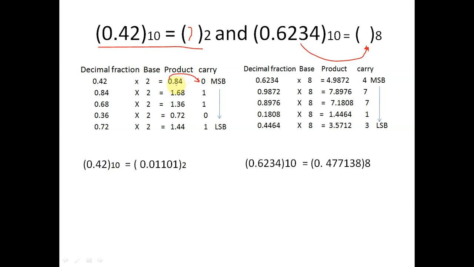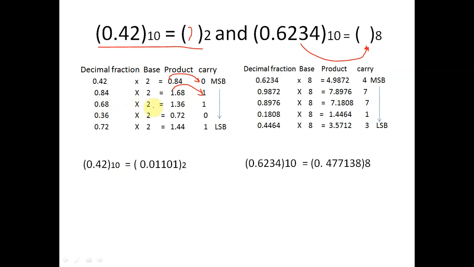This is the fraction part. Which one is the fraction part? 0.84 is the fraction part. This fraction part multiplied by 2: 0.84 multiplied by 2, the answer is 1.68. After the answer, here the carry is 1. So write the carry as it is, and this 0.68 is the fraction part. This fraction part is used for the next step.